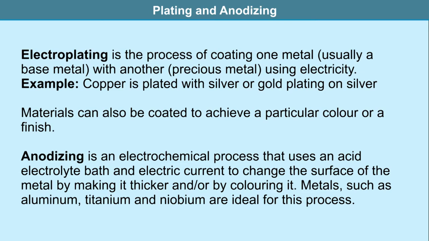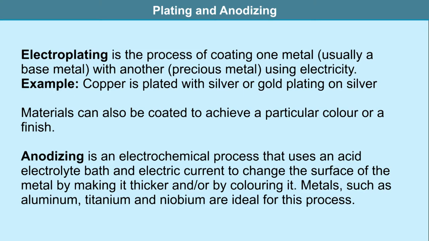Materials can also be simply coated rather than plated to achieve a particular color or a finish. You might see this in gold jewelry pieces where slivers of a silverish color are visible on the yellow gold surface. Now we have to remember that neither coating nor plating permanently changes the structure of the base material. These are only surface treatments, and coating is even more temporary as compared with plating.